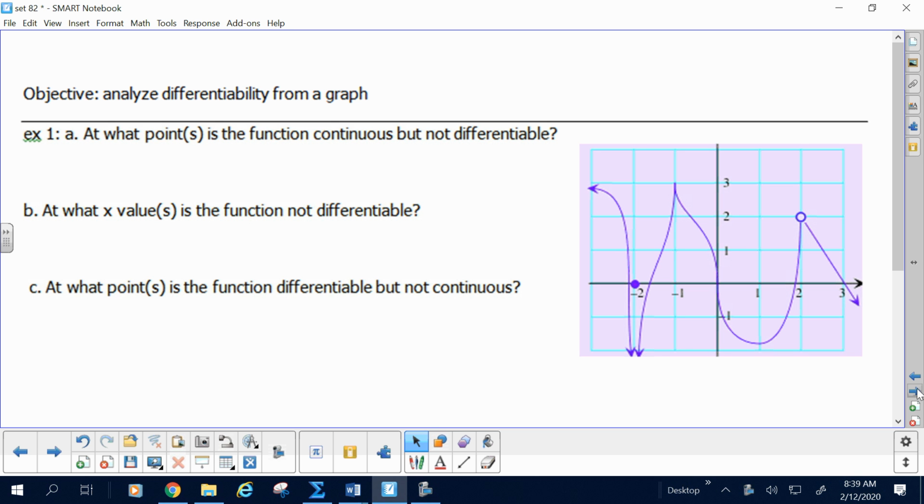At what point, one of these questions is bogus, but I can't remember which one. At what point is the function continuous but not differentiable? Give me one. X equals -1. That's true. Any others? X equals 0 because that's a vertical tangent. Yeah, -1 is a sharp turn. And let's go with x equals 0 because there's a vertical tangent.